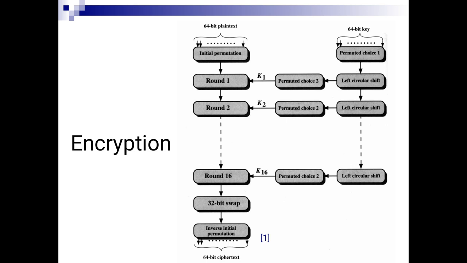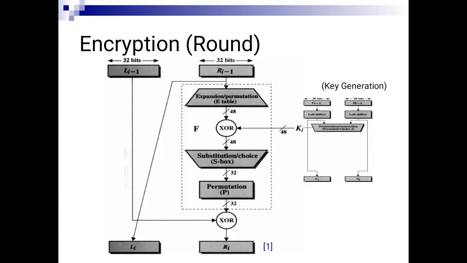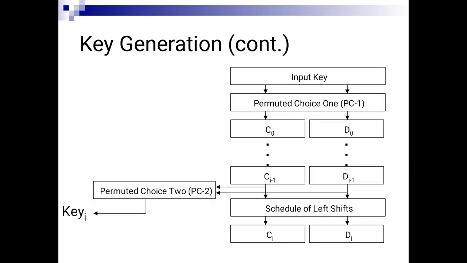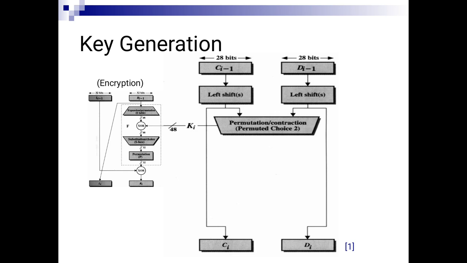DES also has semi-weak keys, which only produce two different subkeys, each used 8 times in the algorithm. We can refer to them as K1 and K2, and they have the property that EK1 of EK2 of X is equal to X. There are 6 pairs of DES semi-weak keys.